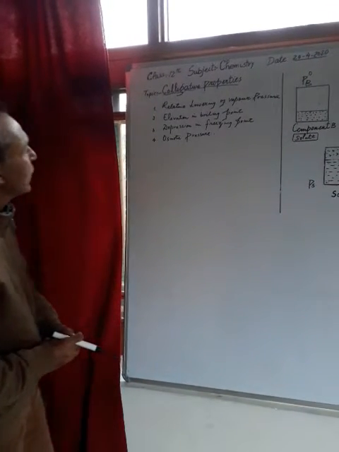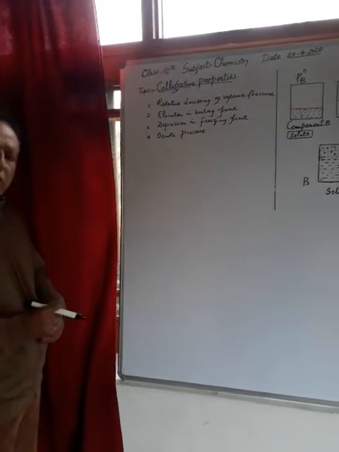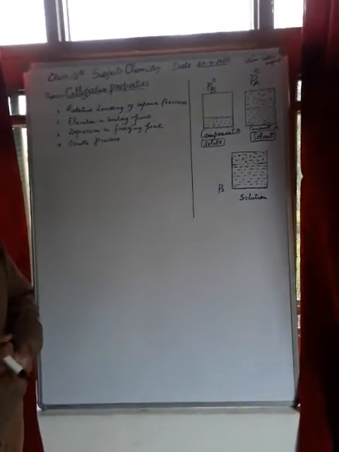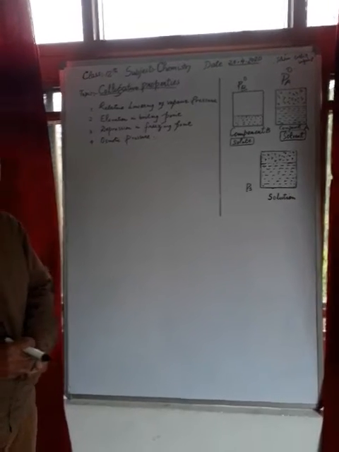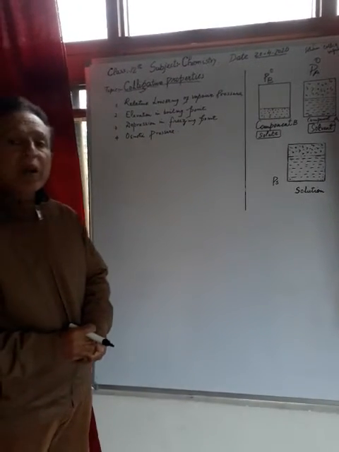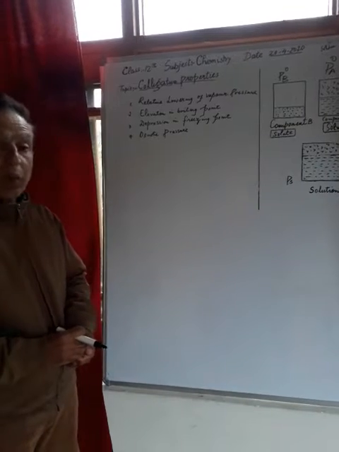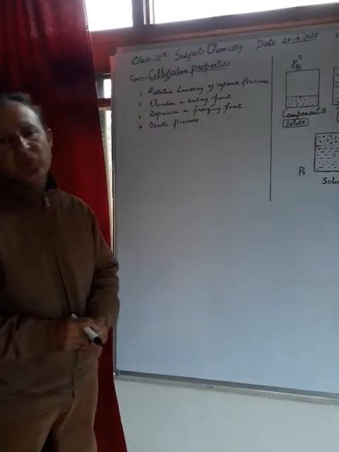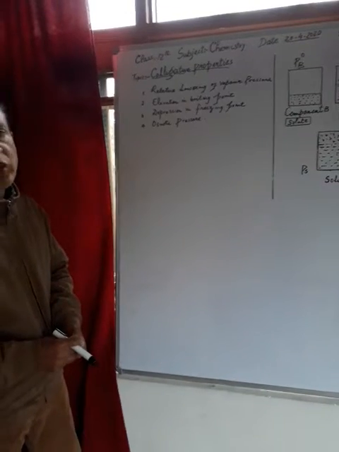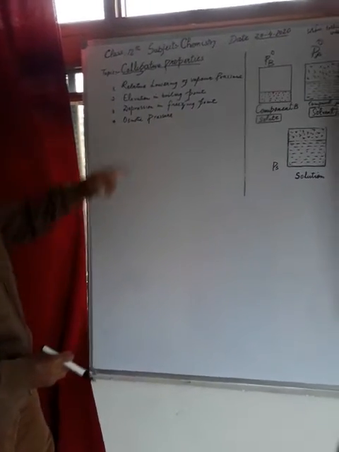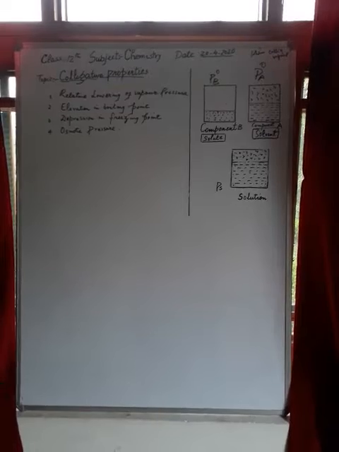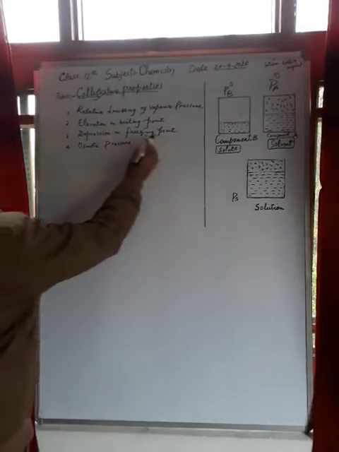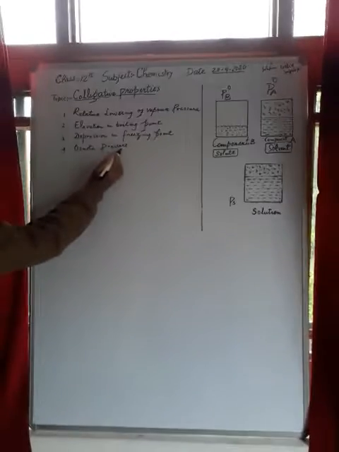So, what are colligative properties? The properties of the solution, which now contains solute and the solvent, which depend upon the number of the solute particles but not upon the nature and the composition of the solute, are called colligative properties. These are relative lowering of the vapor pressure, elevation in boiling point, depression in freezing point, and osmotic pressure.